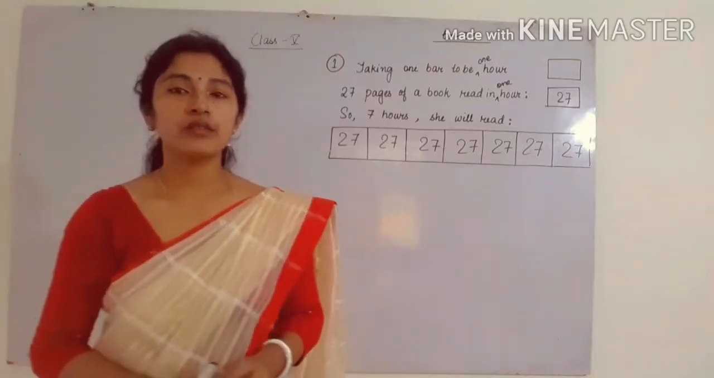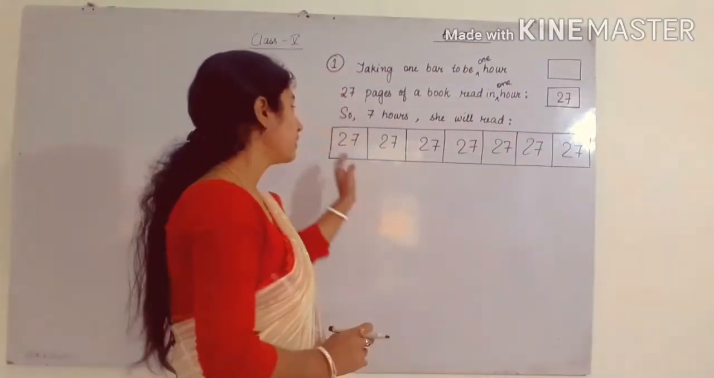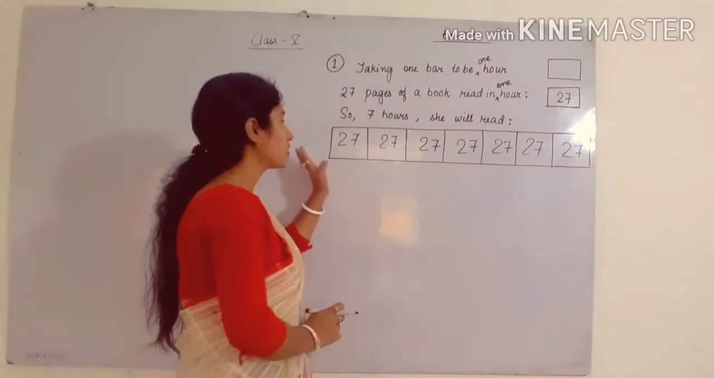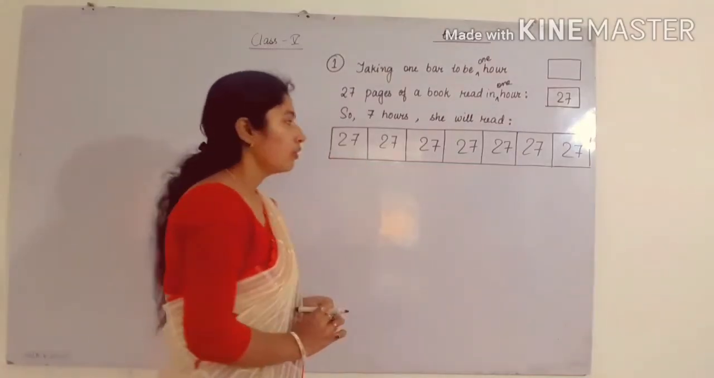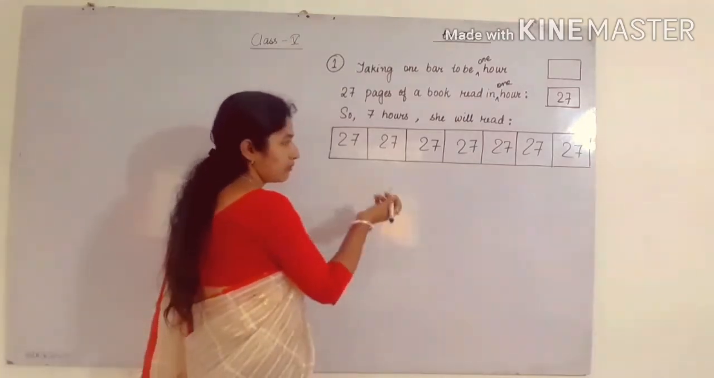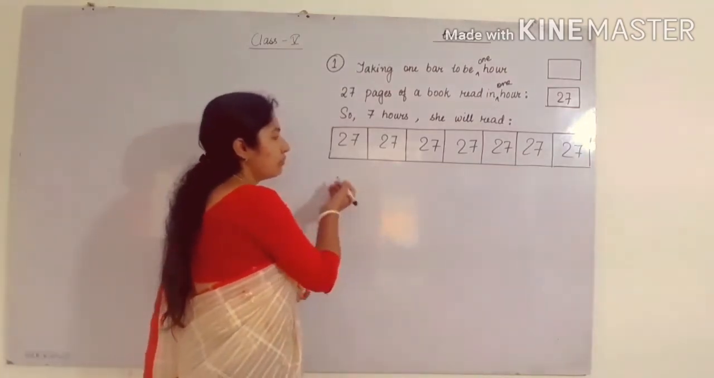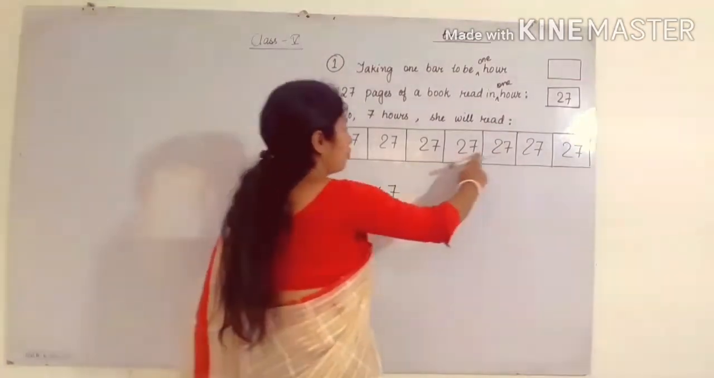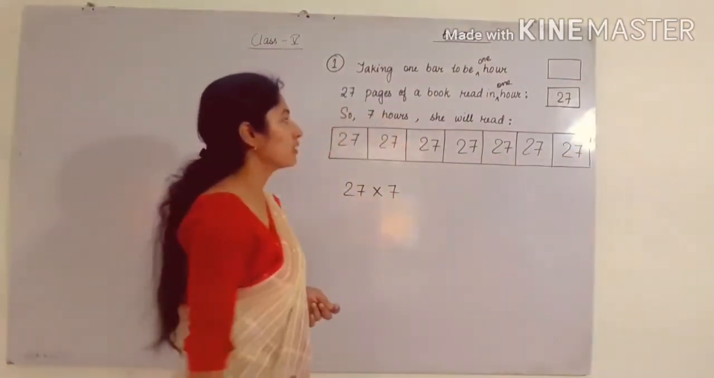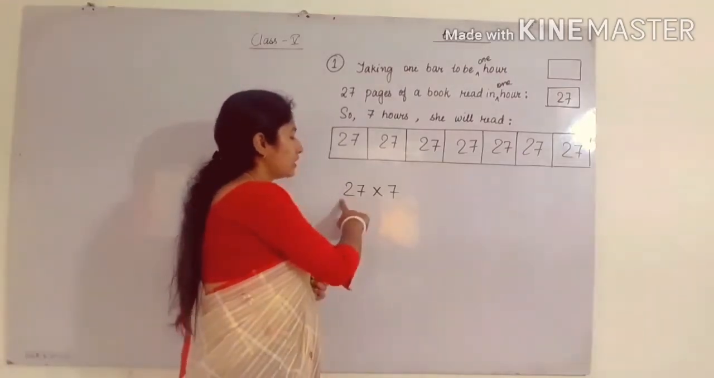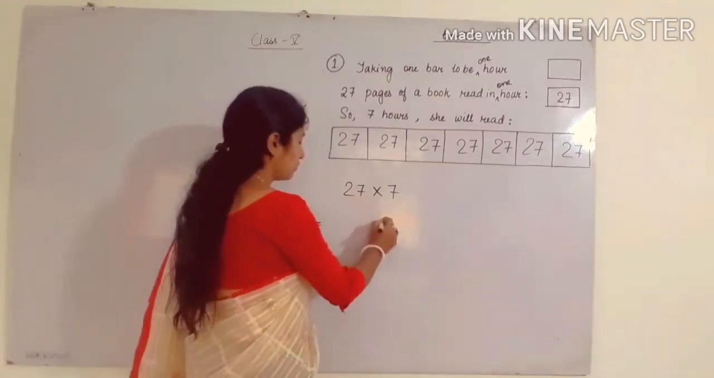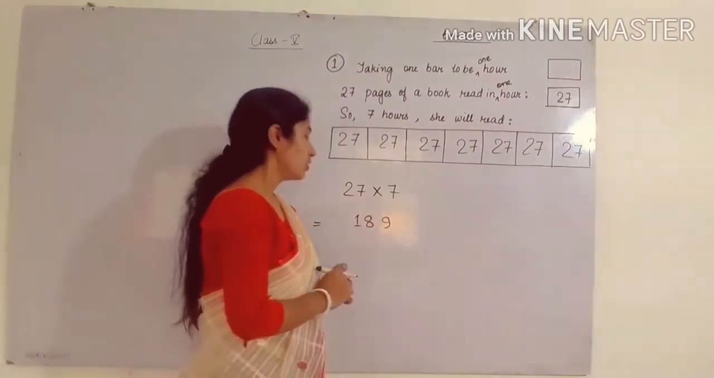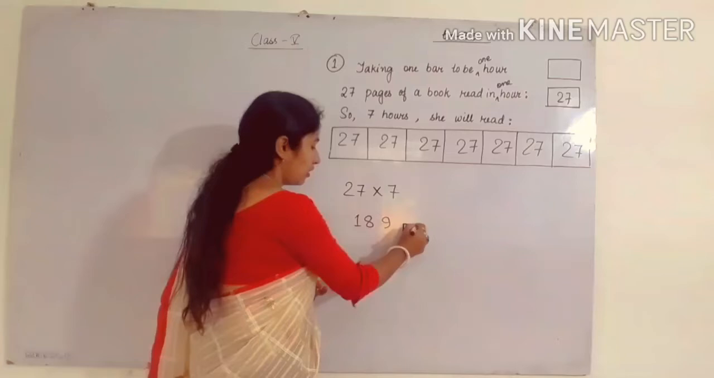So this is repeated addition. Already you know, when we are adding repeatedly, we can use multiplication also. Multiplication is the easiest way. So what I will write now: multiply 27 with 7, as 1, 2, 3, 4, 5, 6, 7, total 7 boxes are there. So 27 into 7 will be 189. So in 7 hours she will read 189 pages of the book.